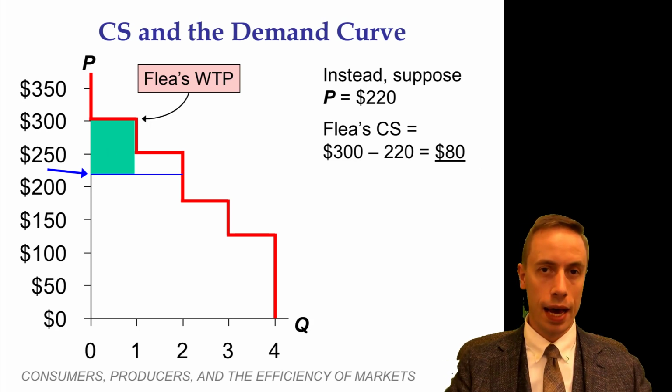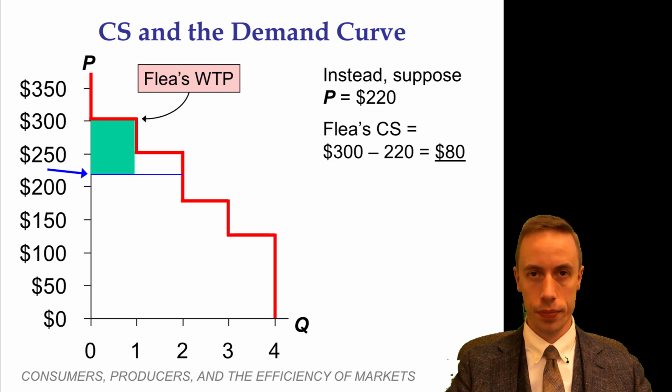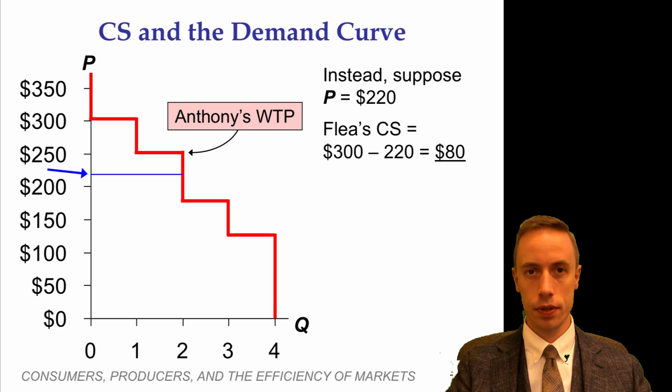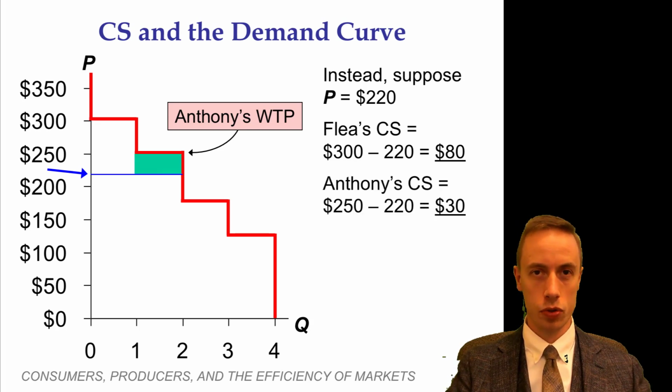In addition to that, Anthony is now a buyer as well. His willingness to pay is $250. That means his consumer surplus, 250 minus 220, is $30. Notice the rectangle. Now this leads us to an important concept in economics.